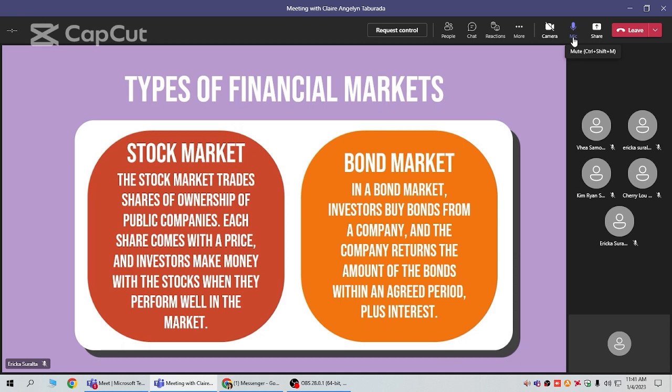So types of financial markets. There are four types of financial markets. The first one is the stock market. The stock markets trade shares of ownership of public companies. Each share comes with a price and investors make money with the stocks when they perform well in the market.